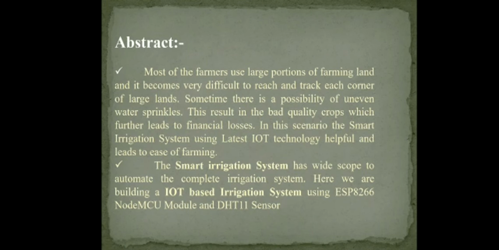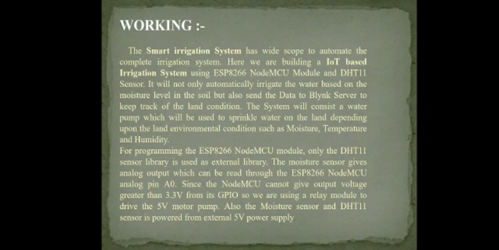Before that, in our society we see many farmers facing many problems in fields while farming, because a single person can't look after all the edges of the field and water the drops due to large lands. Sometimes there is uneven water sprinkling. This results in bad quality of crops, which further leads to financial losses for the farmer. To overcome this, we have introduced a latest technology based on IoT called Smart Irrigation System, which has a wide scope to automate the complete irrigation system.